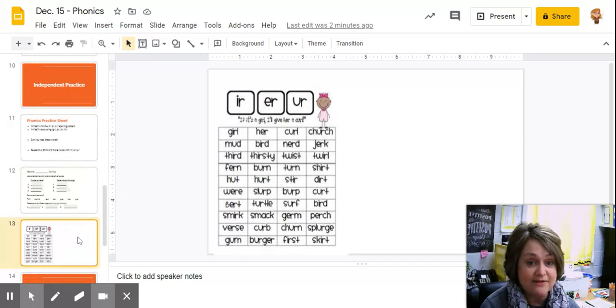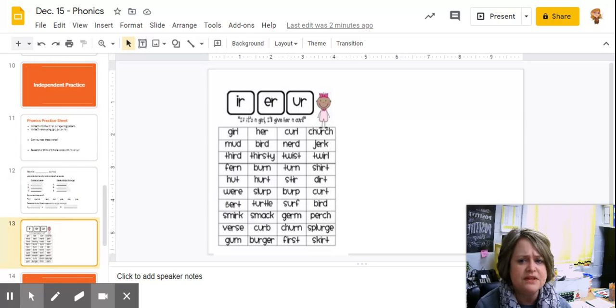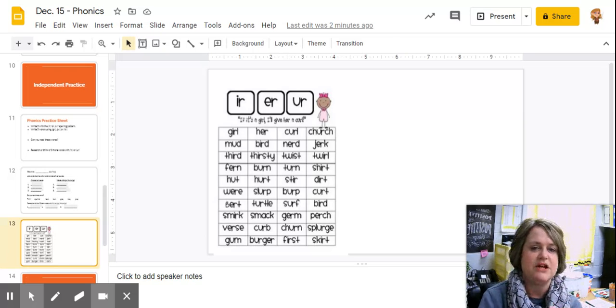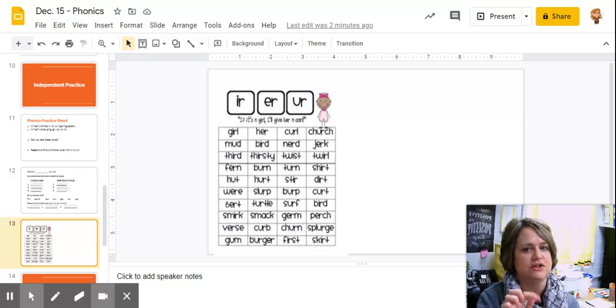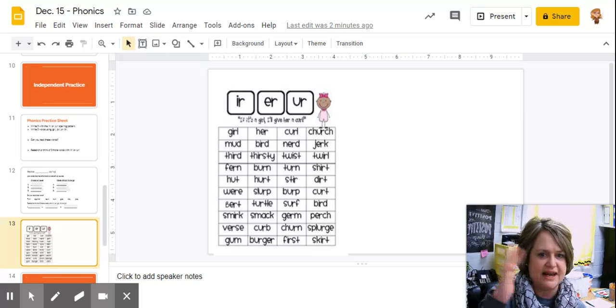Now, I have included a chart. This will also be included in your independent practice, and it gives you lots of words with IR, ER, UR. Now, we have not talked about ER as a word today. We've talked about the sound, but there are lots of words on here to kind of help you think if you need some extra word choices. Also, if you just want to read through the words to make sure that you can sound them out and you can read them, that is fine.